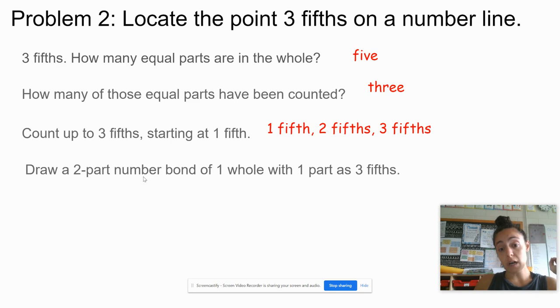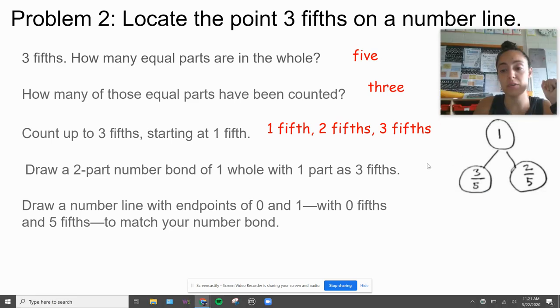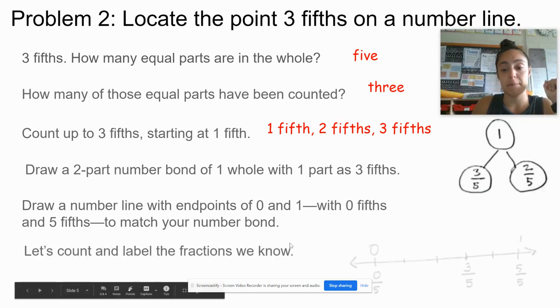Next, we need to draw a 2-part number bond. So thinking about the last problem we had, we want to have 1 part as 3/5. So 1 part of my number bond is 3/5, and the next part of my number bond is 2/5. So if I have 3 parts, I need to have 2 more to make 5/5 as my whole. So I'm going to take my number line.